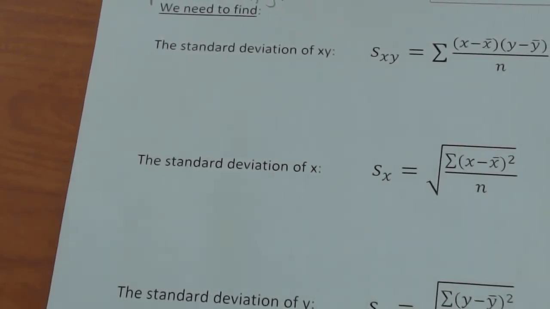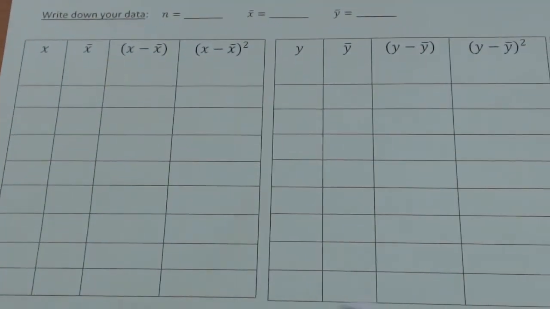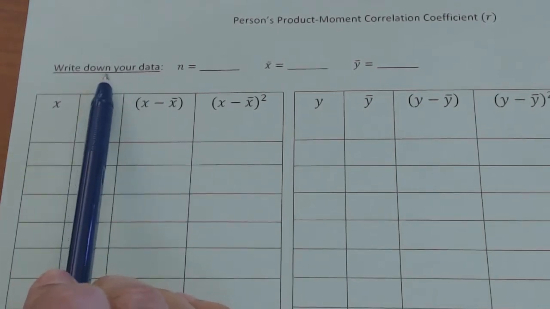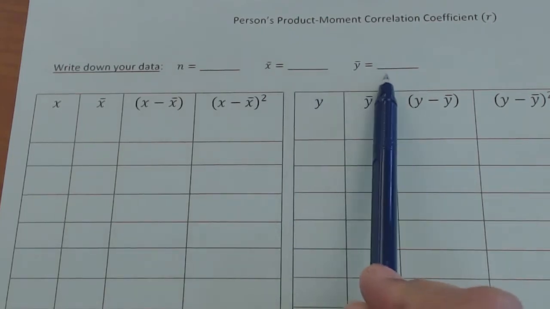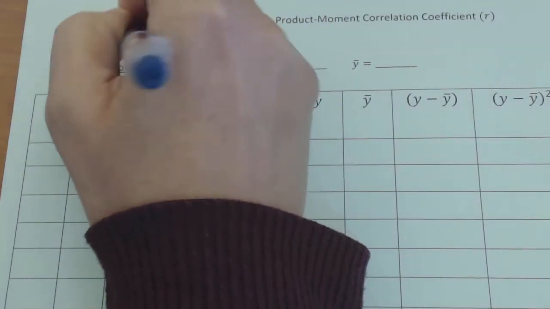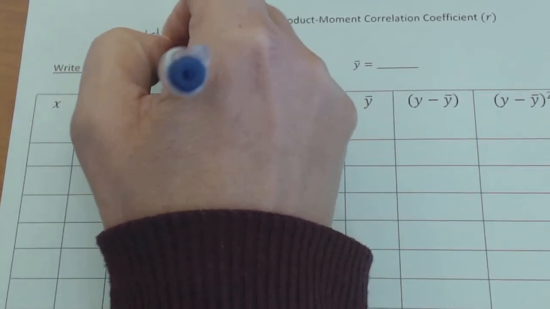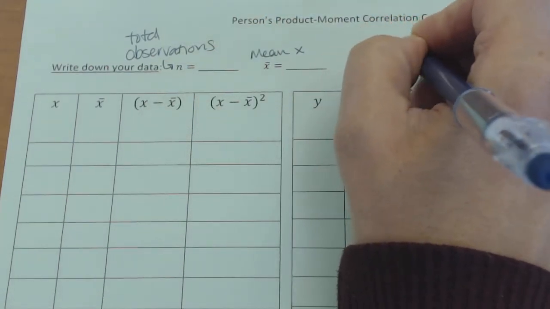The easiest possible way I thought about teaching you this is using tables. So if you flip to the back of the sheet, you will see three tables, 1, 2, and 3. And so this is going to keep your work nice and organized. There's a couple pieces of data that we need. We need the n, which is the total number of observations, the mean of x, and the mean of y. If you want to write that in, that's fine. Total observations, that's n. This is your mean of x, and this is your mean of y.